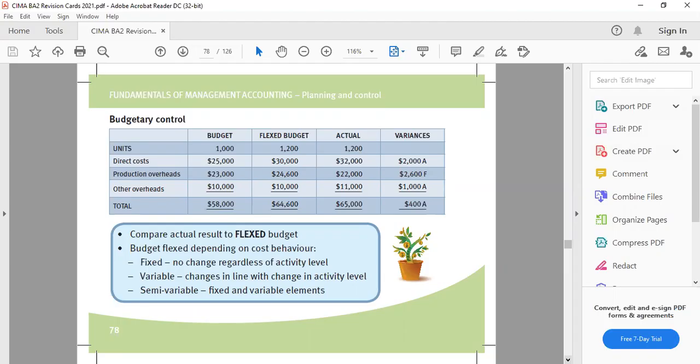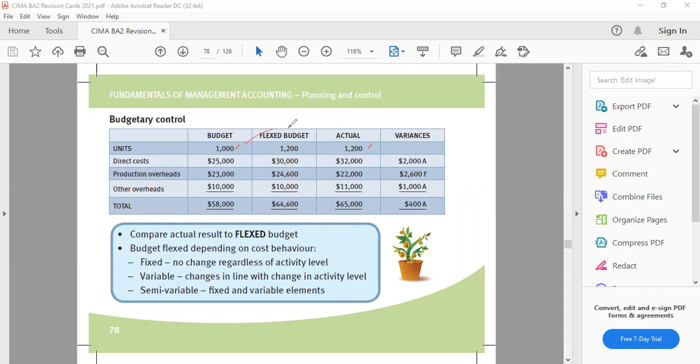See here, there is an example given. The example says that these are the units at the budget. They have anticipated it to be 1,000 units, but the actual took place at 1,200 units. At 1,000 units, the direct cost, production overhead, other overheads, these are the costs which are given. But the actual took place at 1,200, so every aspect of the cost at 1,200 would be different. So the cost at 1,200 is 132, 22, 11, and so on.